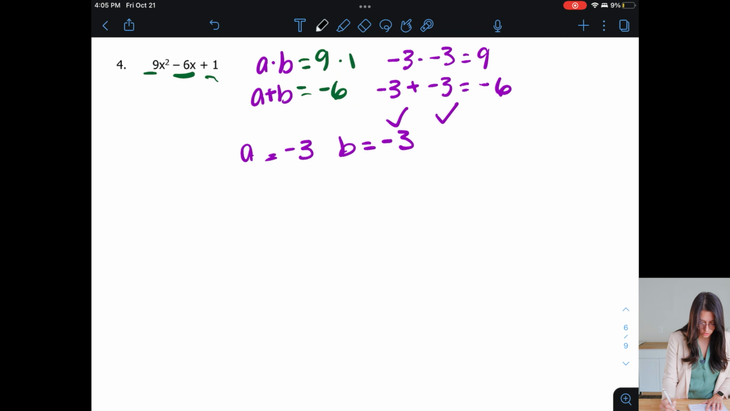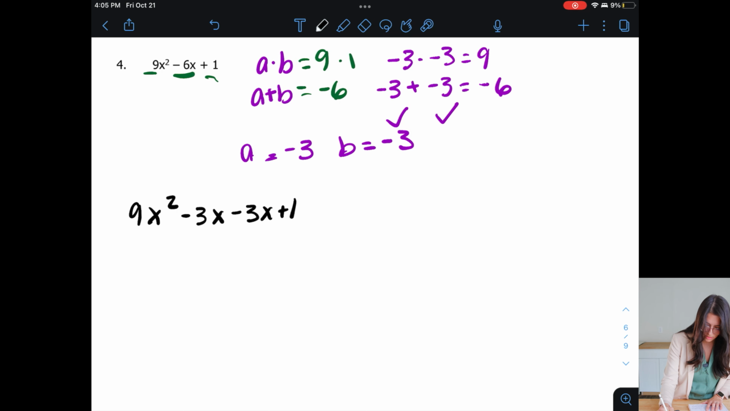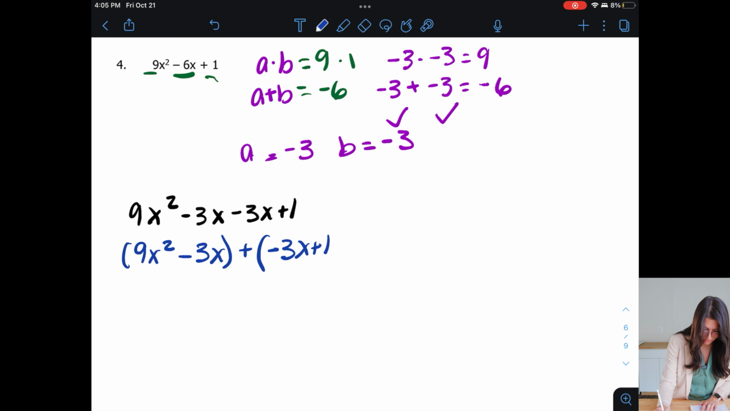So our new equation will look like this. 9x squared minus 3x plus... Let's get some parentheses here so we can group. So we have 9x squared minus 3x plus negative 3x plus 1.